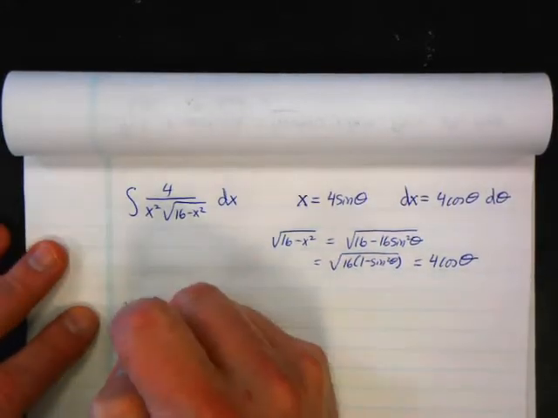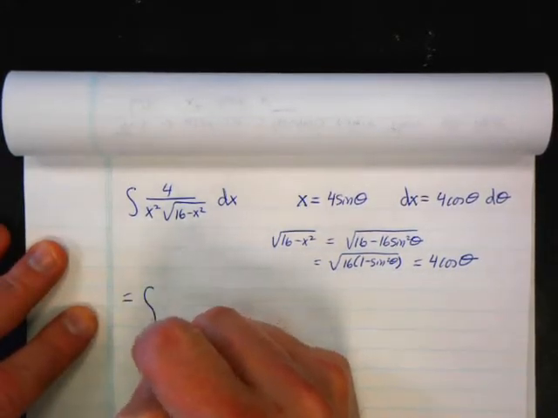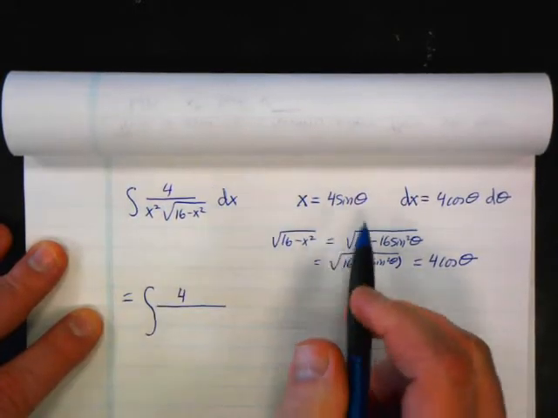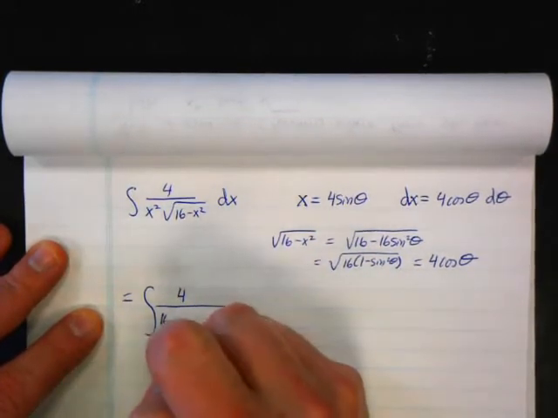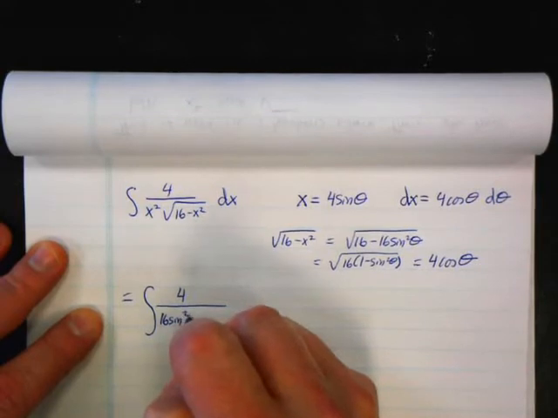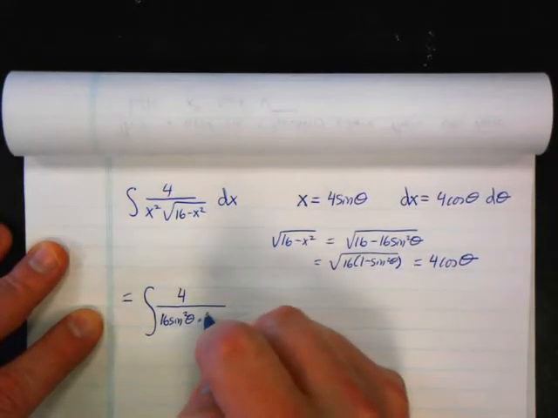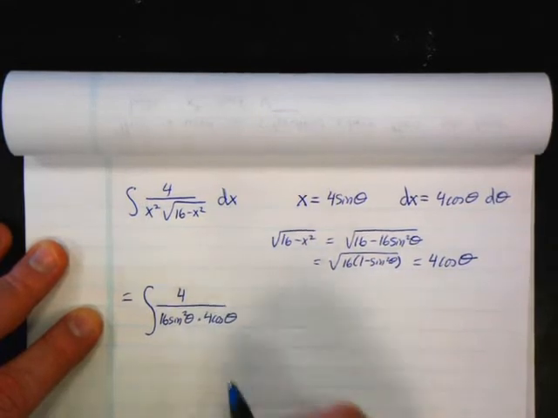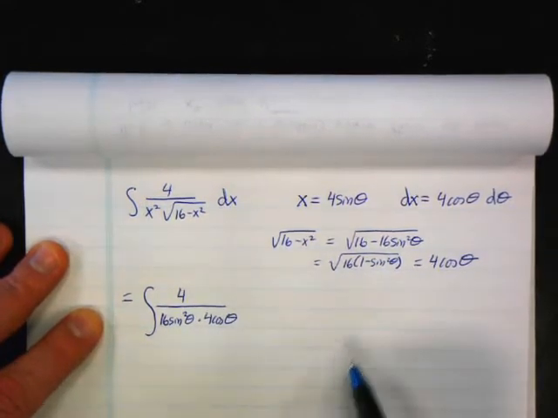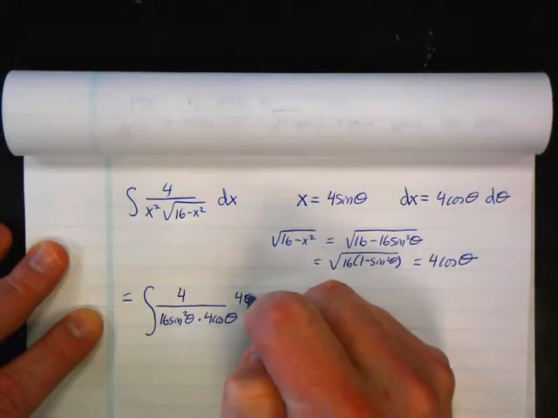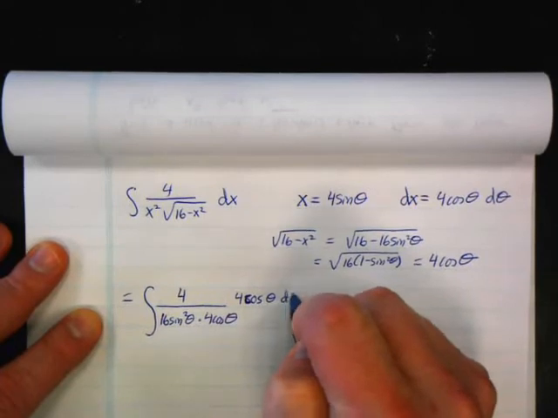All right, so this whole integral becomes, I have the 4 right there. For x squared, that becomes 16 sine squared theta. The whole square root thing, that's a 4 cosine theta. And then the dx is 4 cosine theta d theta.